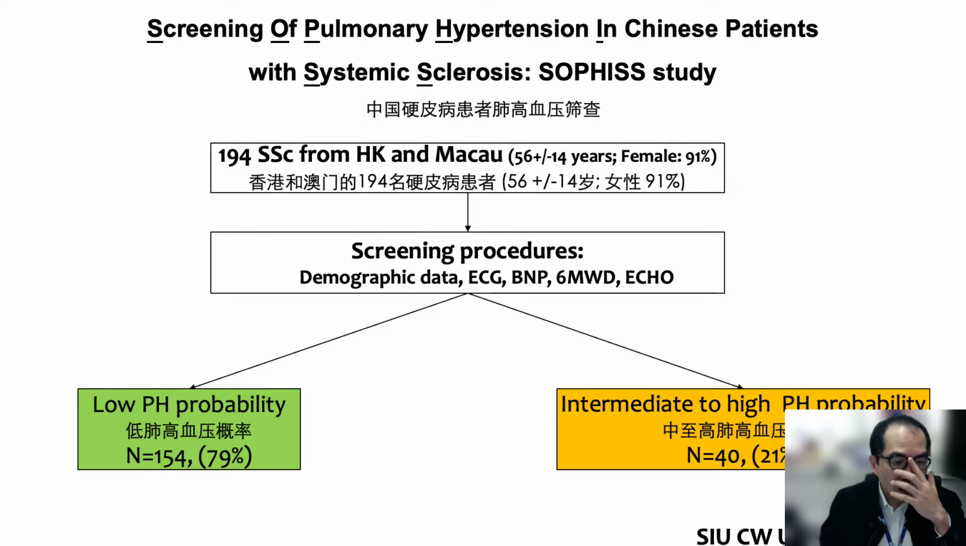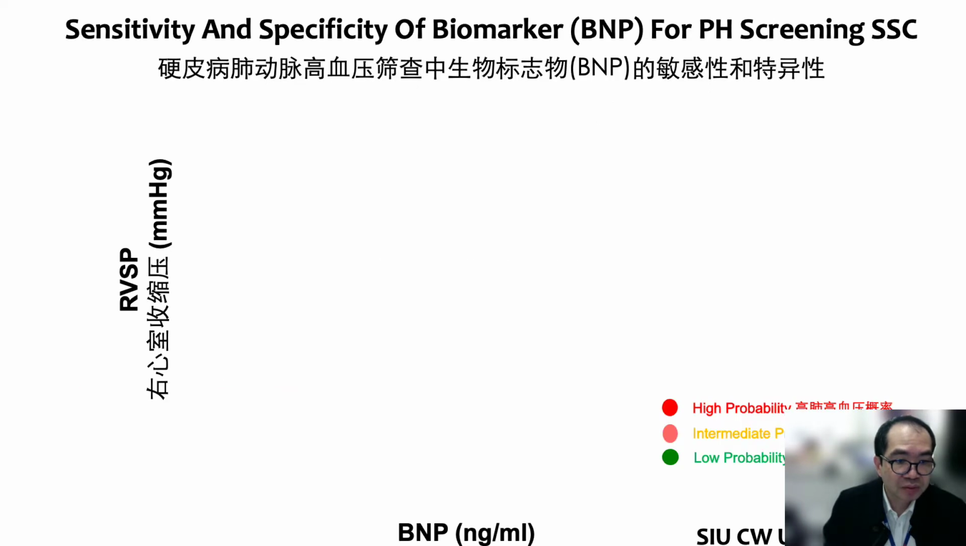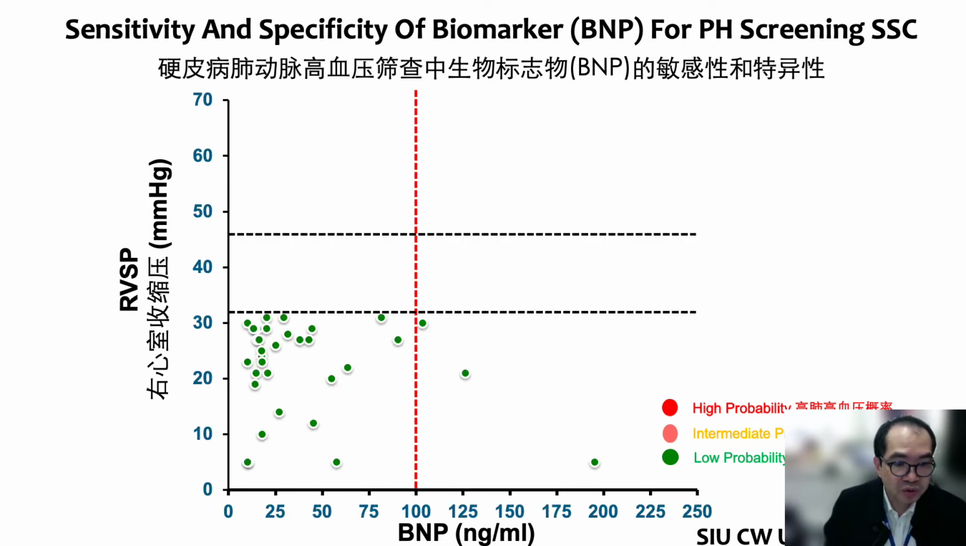What we find is that the majority of the patients with systemic sclerosis, something like 79%, have low probability of pulmonary hypertension, but 21% of them were classified as intermediate to high probability of pulmonary hypertension, which is quite high and also comparable with the data in the Western world. Something like 1/4 of patients with systemic sclerosis might have pulmonary hypertension. And then we tried to see whether the right ventricular systolic pressure can correlate with the BNP, because we want to find a simple method in order to pick up these patients early.